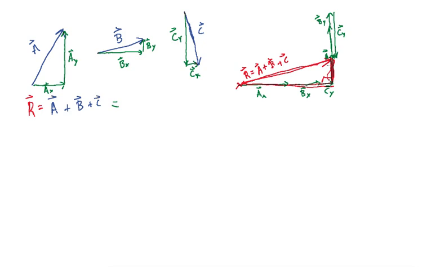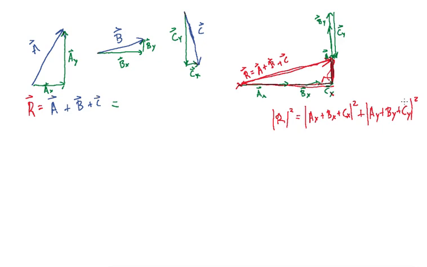Add up all the y components, and then I'll have this leg of the triangle, and I can solve for r by saying that the magnitude of r squared is going to equal a sub x plus b sub x plus c sub x, squared. Oops, that was supposed to be a y. Squared. That would be that leg. And then the other leg would be a sub y plus b sub y plus c sub y, squared.